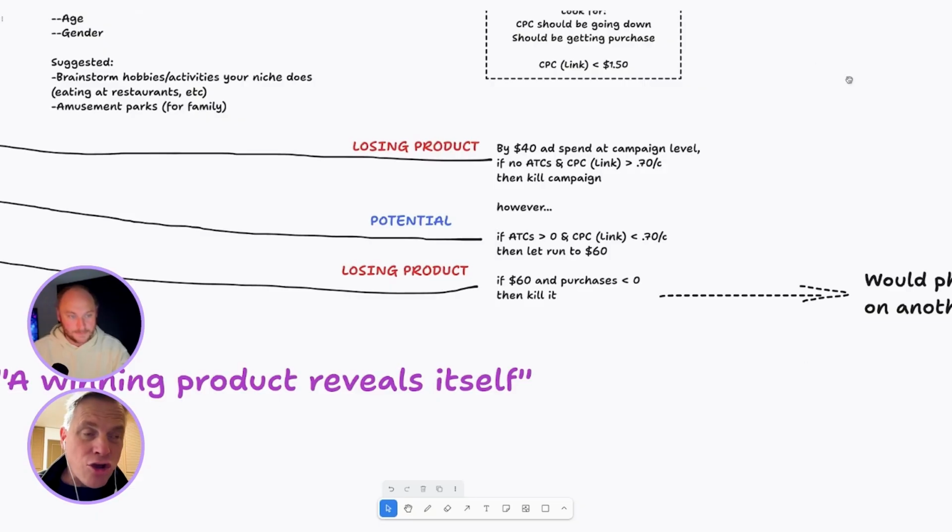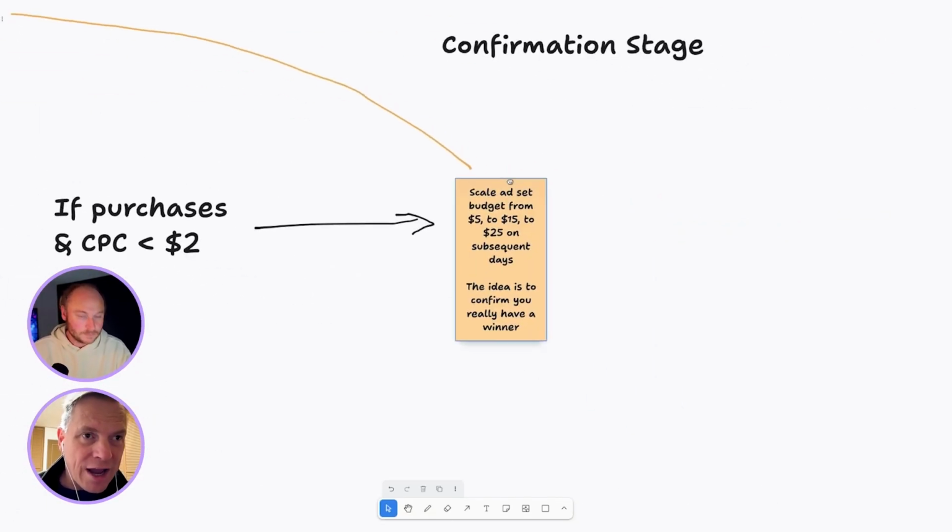Actually, you can move to confirmation even earlier if you're getting a sale on day 1 or day 2. As soon as you have a sale, and the link click cost and the cost per purchase are profitable, you move to the confirmation stage. The idea here is marginally raising the budgets to drive more traffic. You're kicking the tires, just seeing if the market is interested in this.